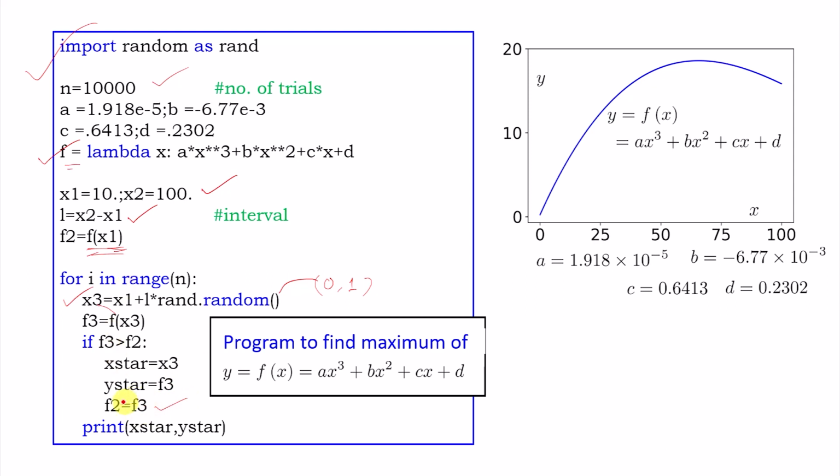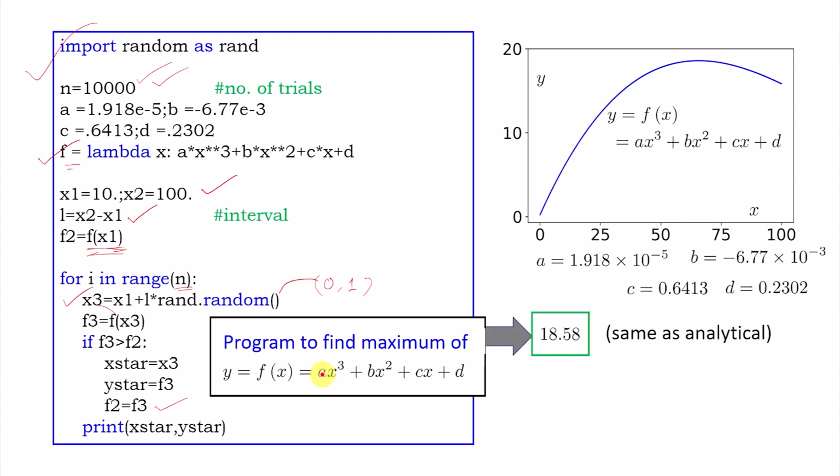And now I repeat it once again, with the new f2. As soon as I get an f3 that is greater than this f2, I'll take that as my new maximum, and I'll keep on doing this over and over for n number of times. And n I have to keep a large number, otherwise there is no chance of getting a good result.